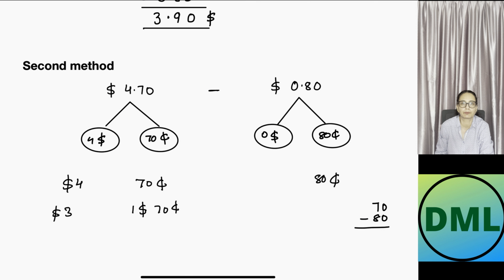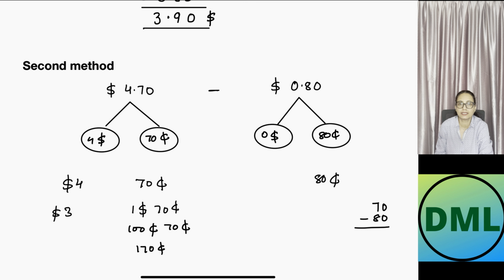Is it possible for you to subtract it? No, right? Because from the smaller number, you are subtracting the bigger number. That is not possible. So how are we going to solve this question? We will write down $4 as $3 plus $1. I'll take the $1 with cents. $3 are separate and $1 is separate. Now I will write $1 in cents only. So $1 is how many cents? $1 is 100 cents. And 70 cents is already there. 100 plus 70 is 170 cents.